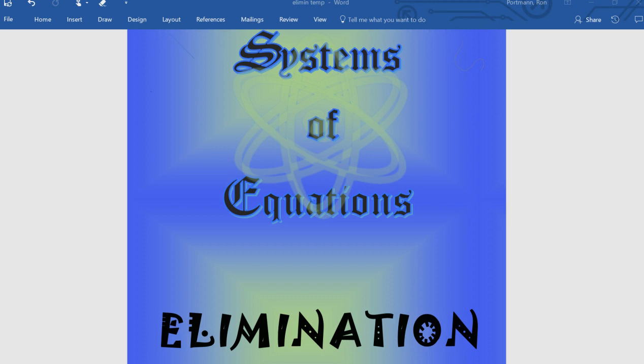We are looking at the next method to solve systems of equations. It's called the elimination method. So far, what we've looked at is the graphing method, and these questions are not going to tell you which method to use. You've got to know how to do that on your own. So you've got to know what you're looking for.